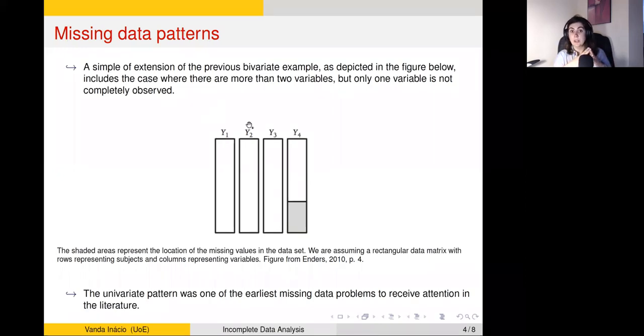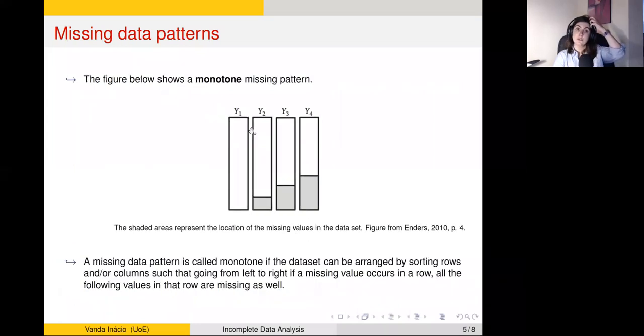And the univariate pattern is important for historical reasons, and it was the earliest one receiving attention in the literature. Let us now move to a monotone missing data pattern, and a monotone pattern is depicted here in this figure. So for a monotone pattern, the data set can be arranged, so we can rearrange the rows and or the columns of our data set such that if a subject has a missing value for one column, then for all the other columns, it has also missing values.